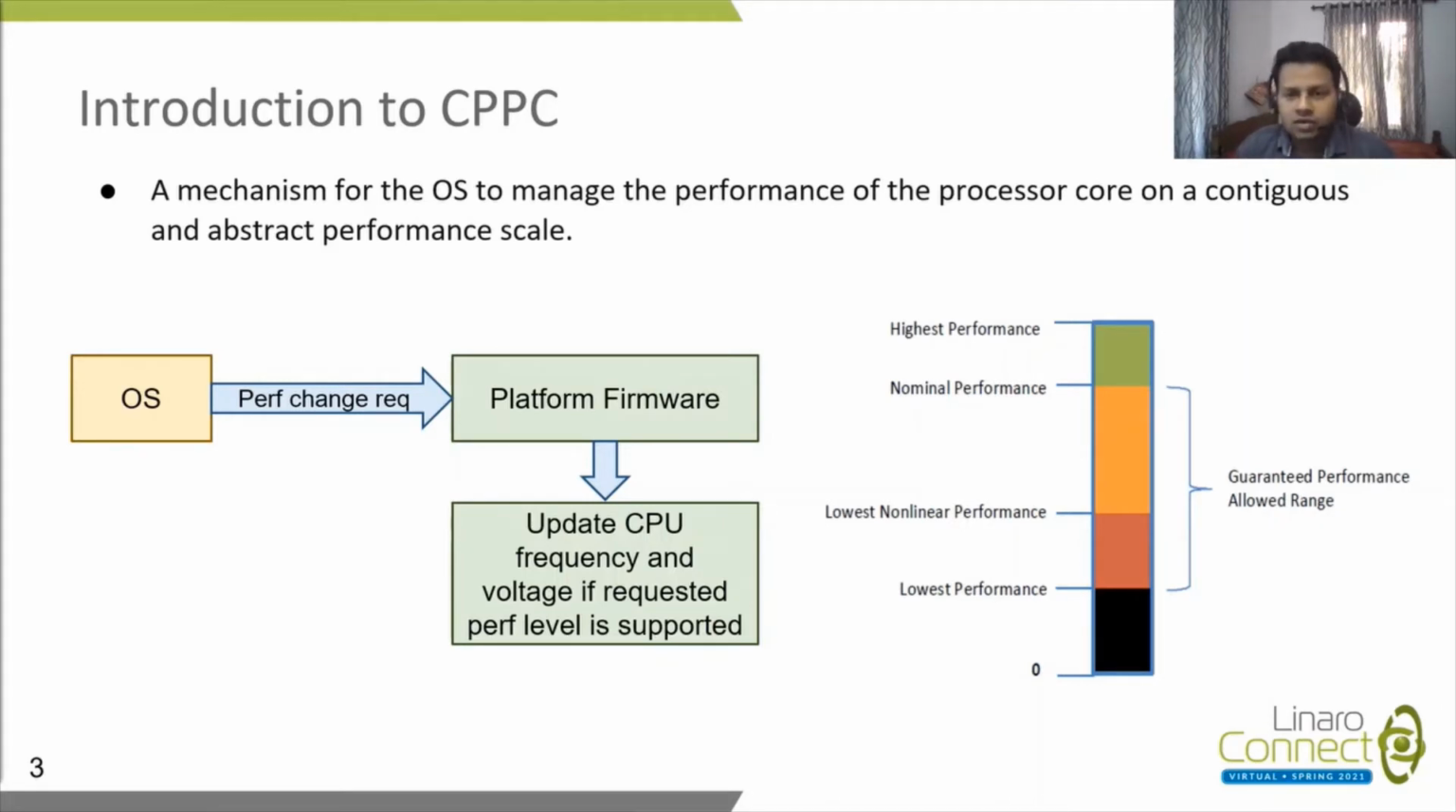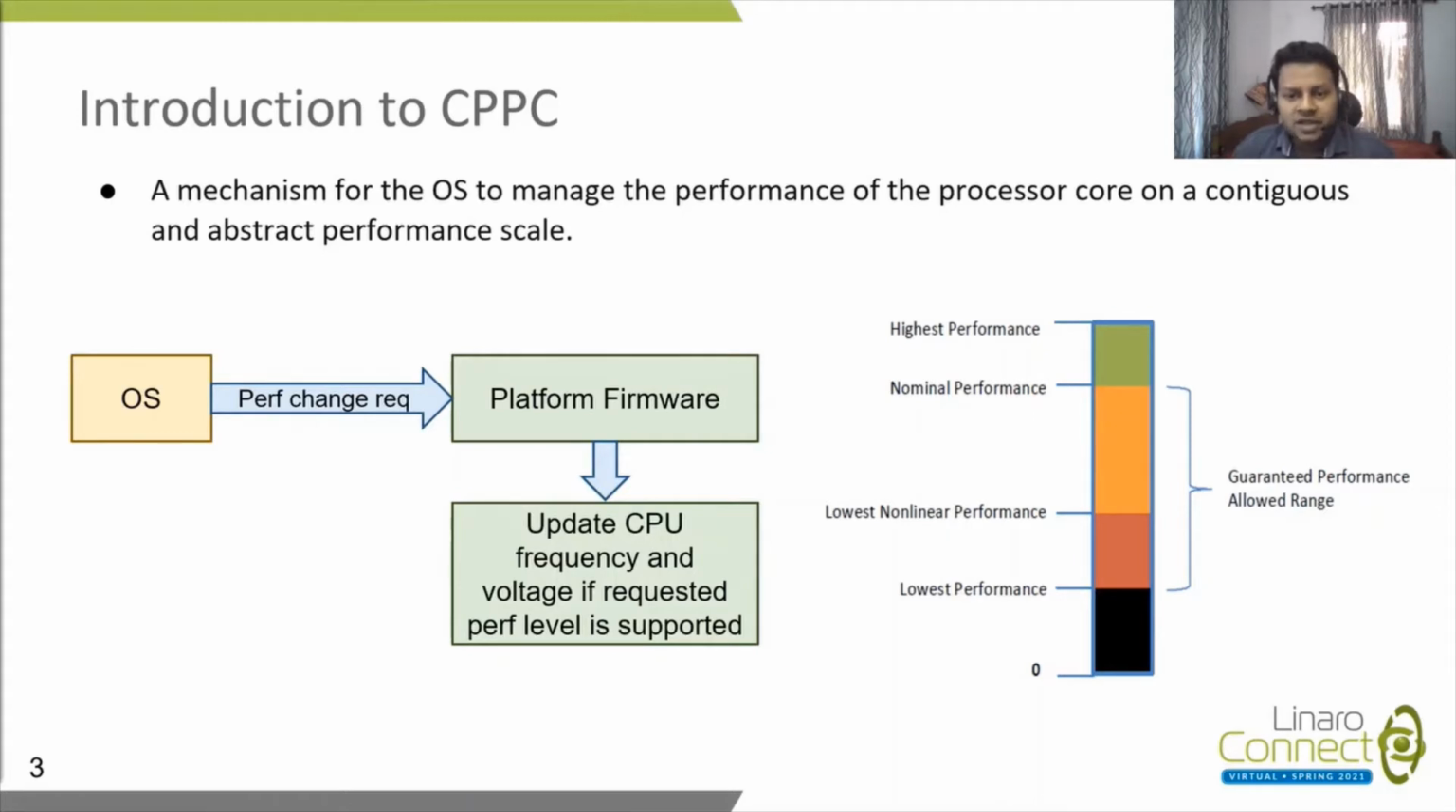So how does CPPC work? For CPPC, the OS requests the platform firmware the required performance over some platform communication mechanism. So the OS will request the required performance to the platform firmware, and the platform firmware will update the CPU frequency and voltage if the performance level requested by the OS is supported in the platform.